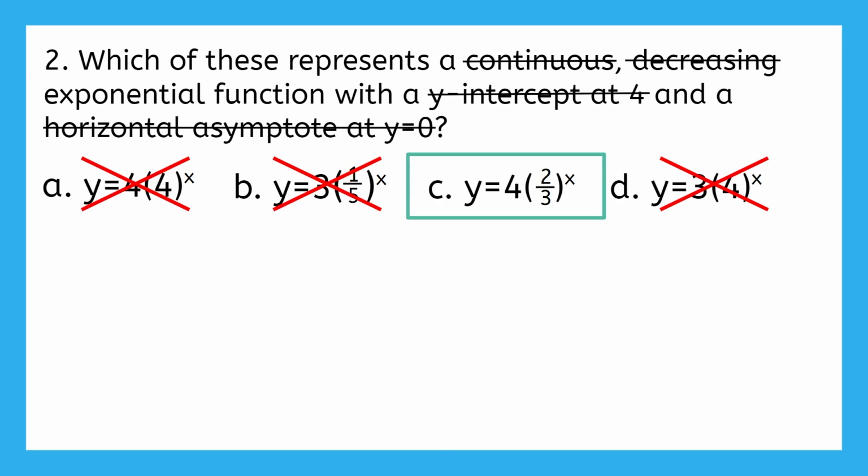This equation represents a continuous, decreasing exponential function with a y-intercept at 4 and a horizontal asymptote at y equals 0. So it is checking all of the boxes.